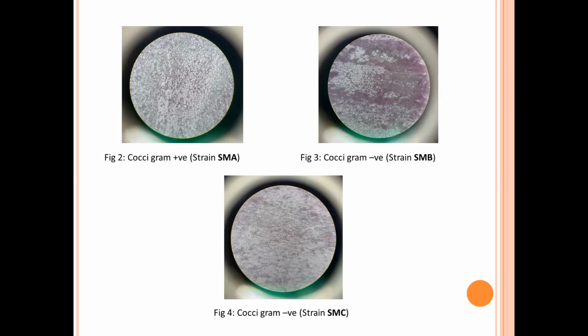One colony from each plate was visualized under the microscope. Designations SM-A, SM-B and SM-C were given to each strain. When these strains were visualized under the microscope, it was found that the first strain, SM-A, was cocci, Gram positive, and the other two strains, SM-B and SM-C, were cocci, Gram negative.